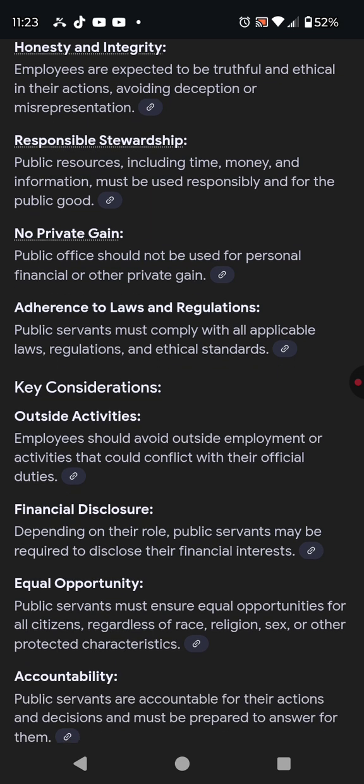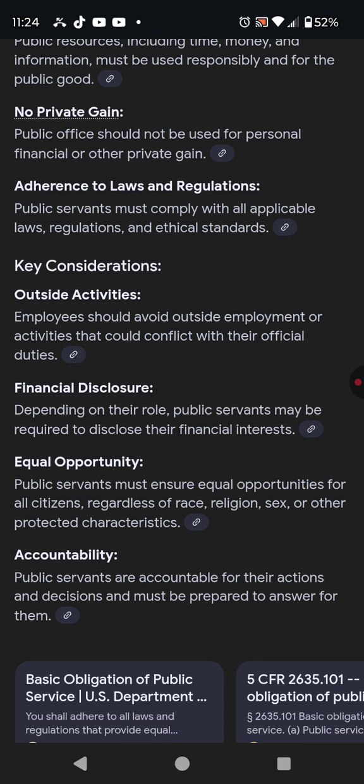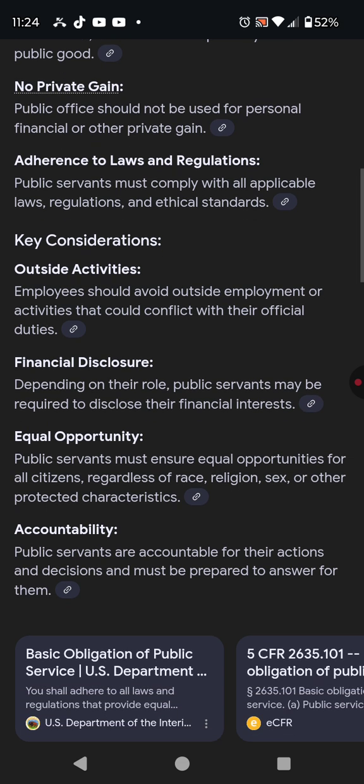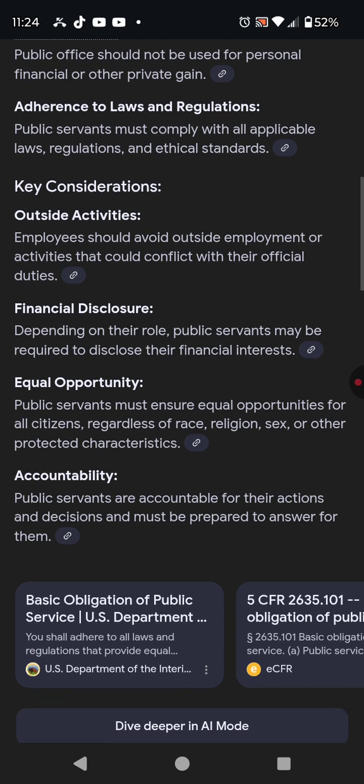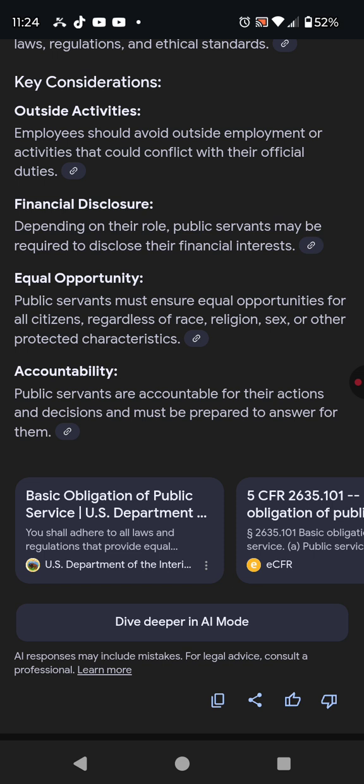No private gain. Public office should not be used for personal, financial, or other private gain. Adhere to law and regulations. Public servants must comply with all applicable laws, regulations, and ethical standards. Outside activities: employees should avoid outside employment or activities that could conflict with their official duties. Financial disclosure: depending on their role, public servants may be required to disclose their financial interests. Equal opportunity: public servants must ensure equal opportunities for all citizens, regardless of race, religion, sex, or other protected characteristics. Accountability: public servants are accountable for their actions and decisions and must be prepared to answer for them.